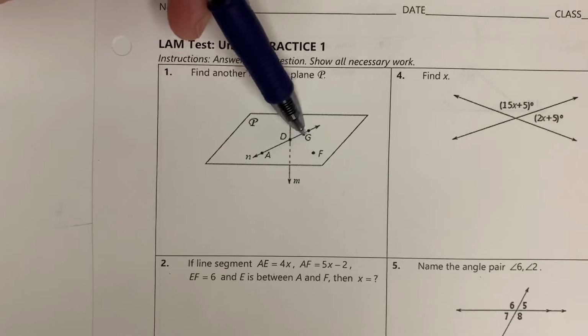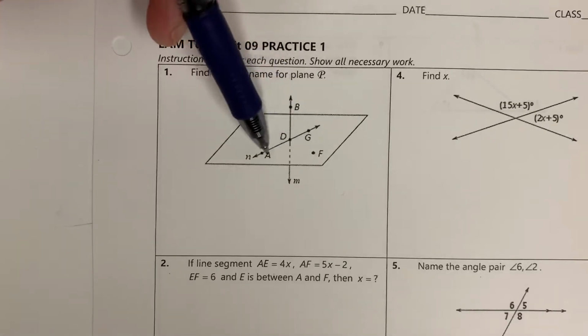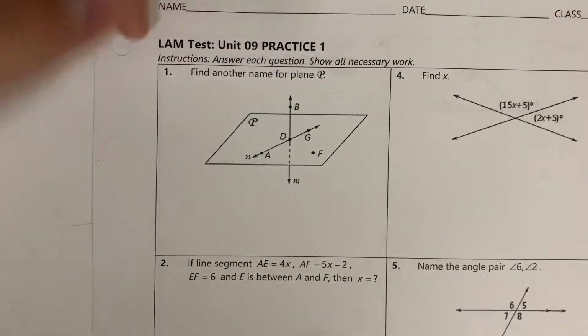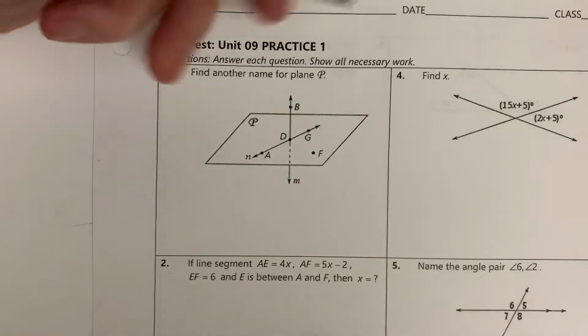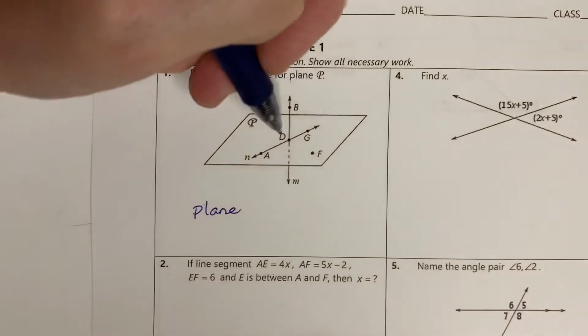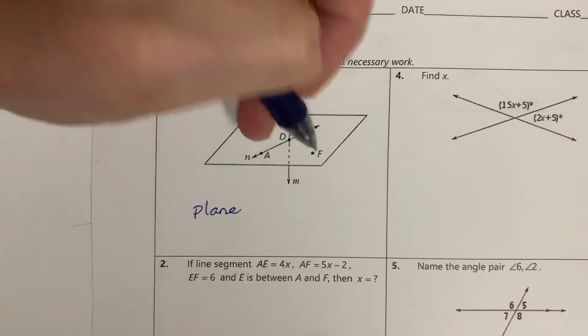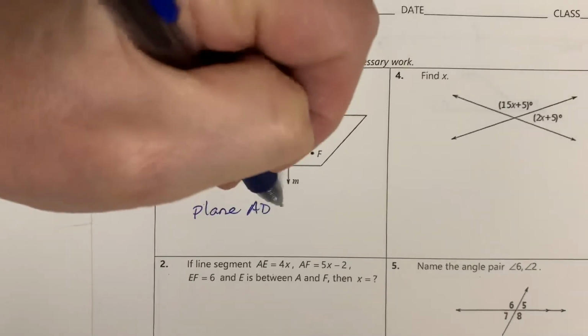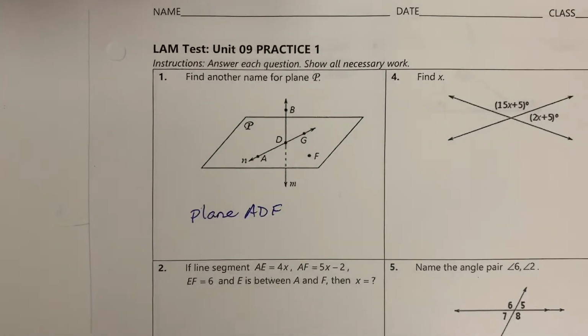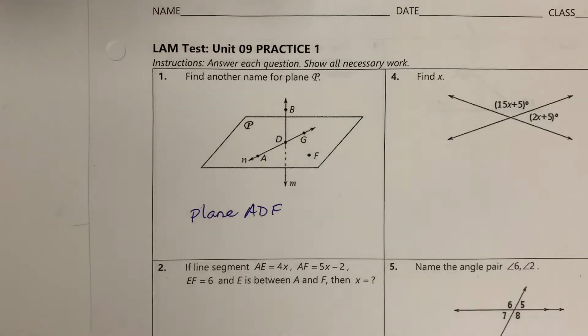And you can't just list 3 points that are all on the same line, because there could be another plane with those 3 points on it, maybe slanting downwards through it. So one way to do that would be plane ADF. We want 3 non-collinear points, not on the same line, but in the plane.